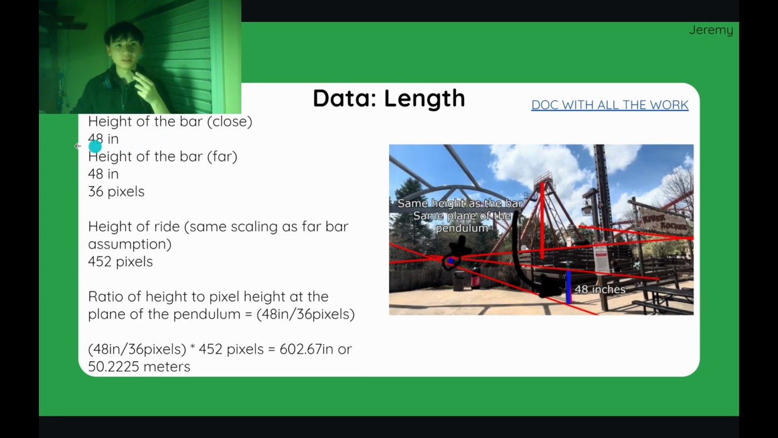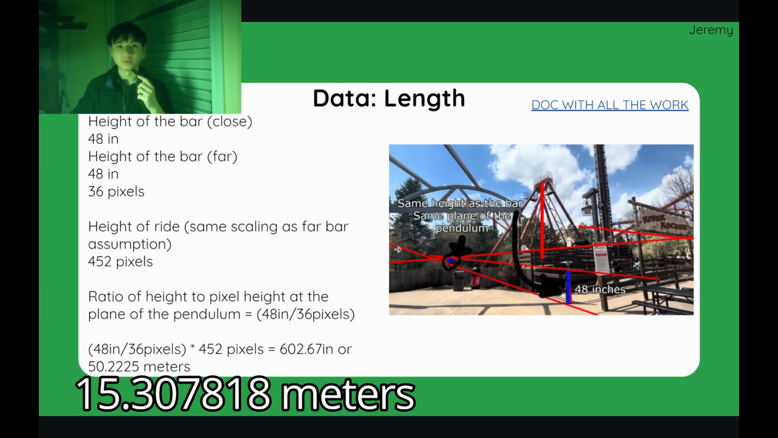So the height of the bar, obviously 48 inches, and the height of the further bar, which is here, is 48 inches in that plane, but also 36 pixels. So the height of the ride right here in that same plane was 452 pixels, and then we just calculate the ratio between the bar height and the pixel height, and then we just multiply by the pixels to get our length that way. So it's 50.2225 meters. Feet.